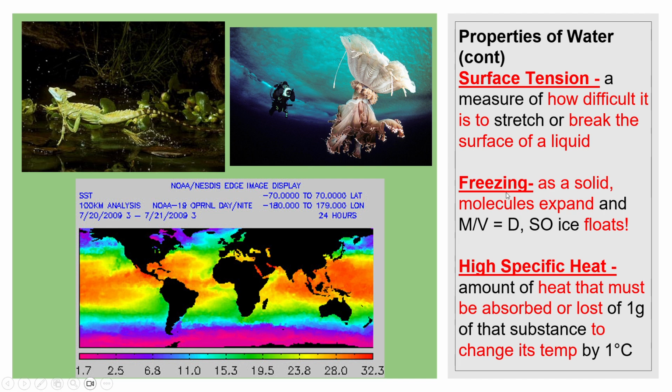Freezing. What happens as water freezes? Well, the molecules expand. The hydrogen bonds between the water molecules push the molecules away from each other. And because mass divided by volume gives us density, this allows the ice itself to float. Well, why in the world is that important for living things? Well, if water, when frozen, sunk, if it became denser, then every pond, every lake would freeze from the bottom up every single winter. That means that everything living inside of it would die.